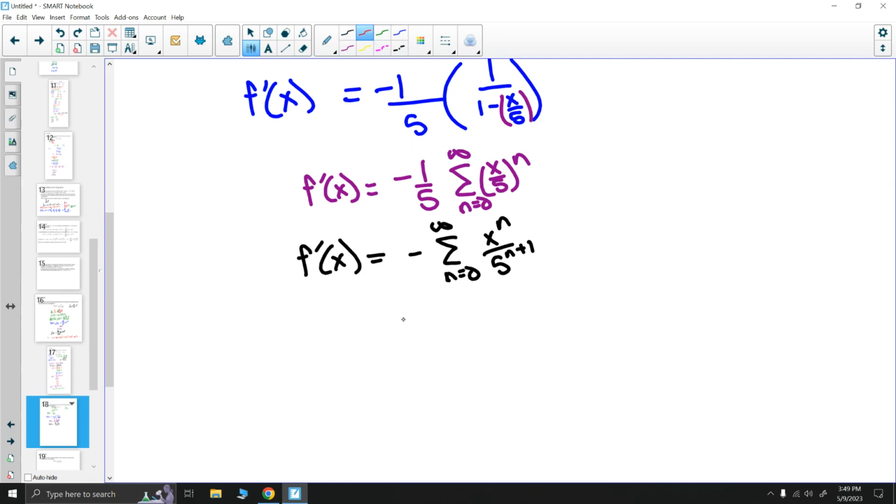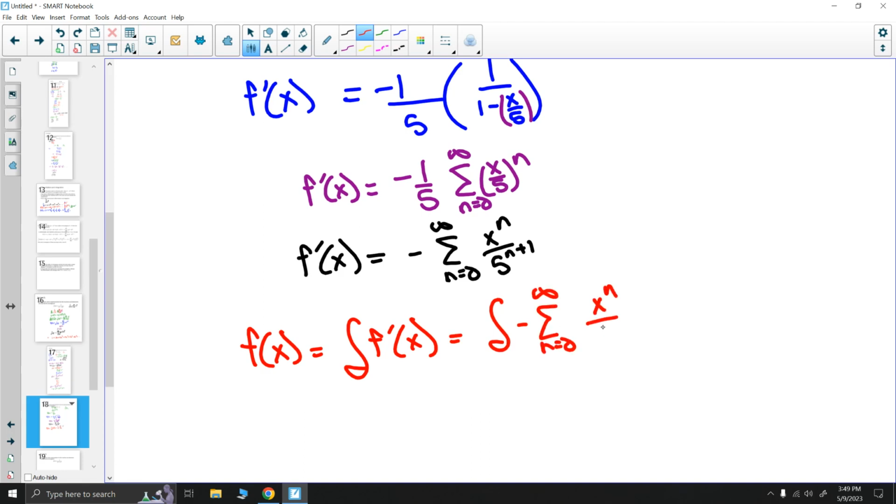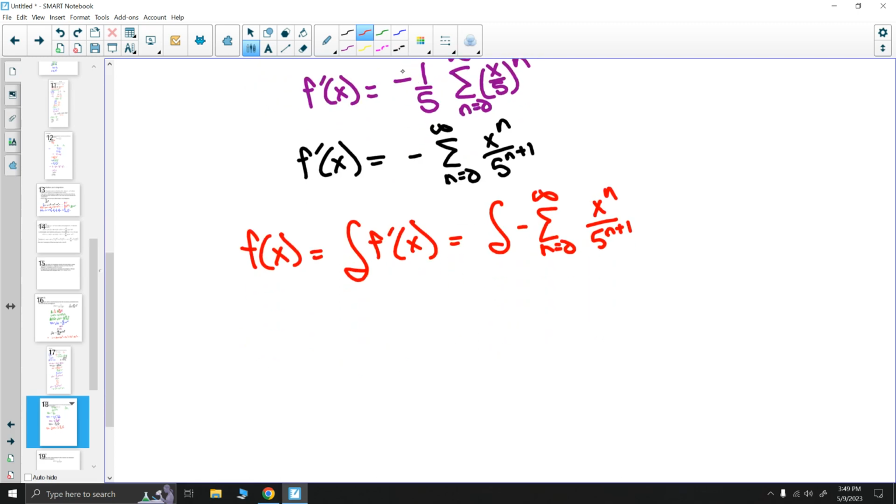If we want to find f of x, we just have to integrate f prime of x. So we're going to integrate the negative sum n equals 0 to infinity of x to the n over 5 to the n plus 1, keeping in mind that 5 to the n plus 1 is a constant, so it really doesn't do anything. When we take the integral of this, as a reminder, it technically shifts it to where n would then be negative 1. So it shifts it to the left, but to account for that, we just do c.